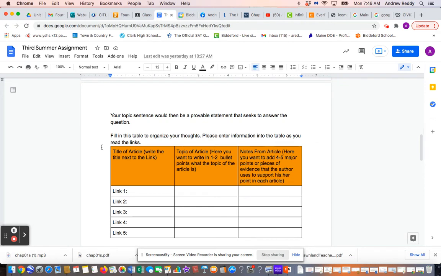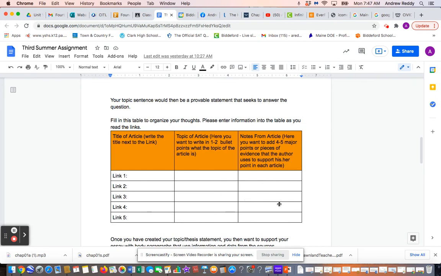Step 1 in the essay process will be to fill in this table to organize your thoughts. So please enter information into the table as you read the links. For each of the links here, you need not put anything in this part of the table, but here you want to write 1 to 2 bullet points of what the topic of the article or the link is, whether it's a map or a chart or something like that. You're going to just put 1 to 2 bullet points. And then write some notes. Here you want to add 4 or 5 major points or pieces of evidence that the author uses to support their point in the various links that you look at.